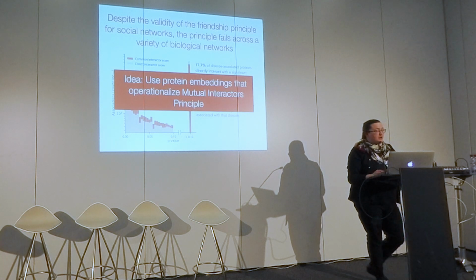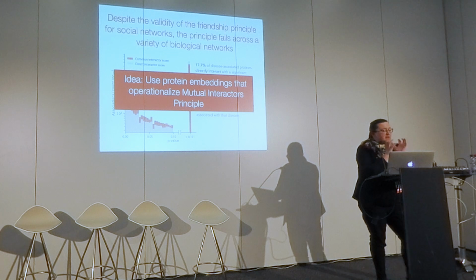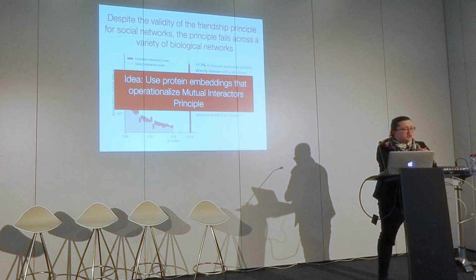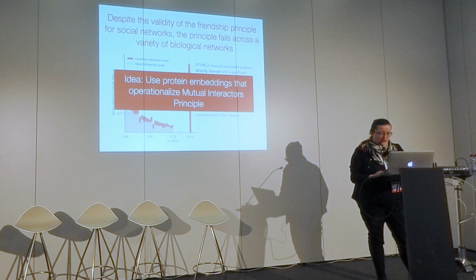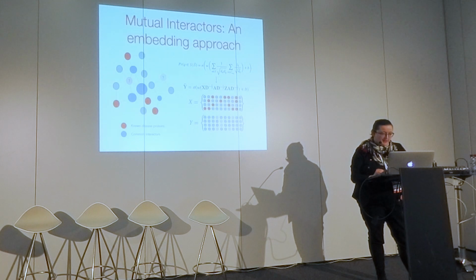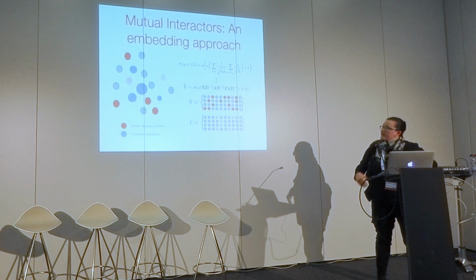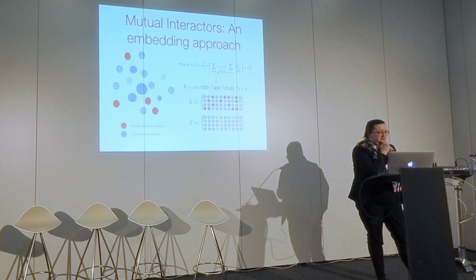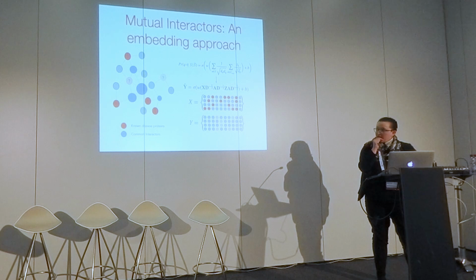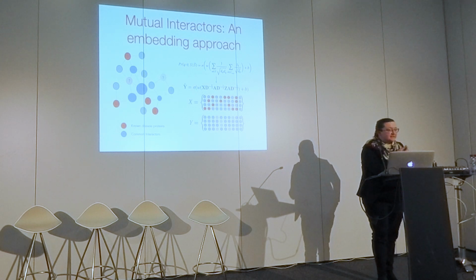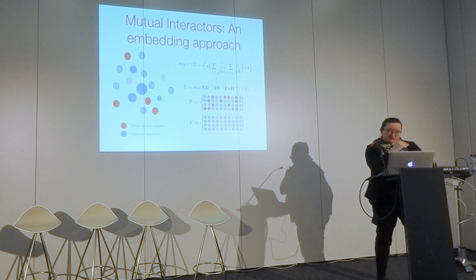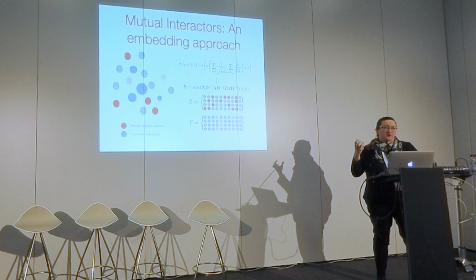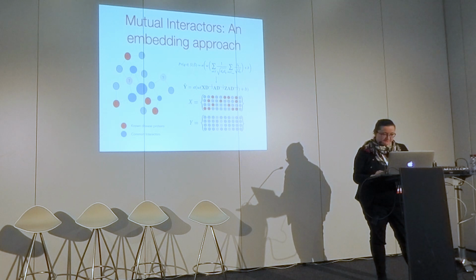And that has really motivated us to use protein embeddings as a way to operationalize the mutual interactors principle, to make it really amenable to computational analysis and to our deep models. So what we have developed is an approach based on embeddings, this idea that I mentioned in the first part of the talk. It allows us to identify new disease proteins, not based on homophily or direct neighbors, but based on the mutual interactor principle, and also on a number of other principles that one could very simply encode in the form of equations.